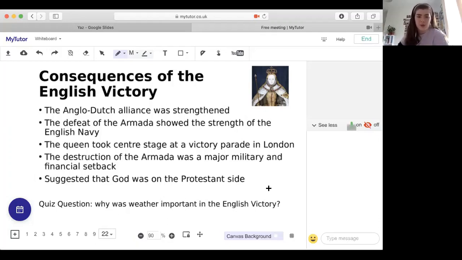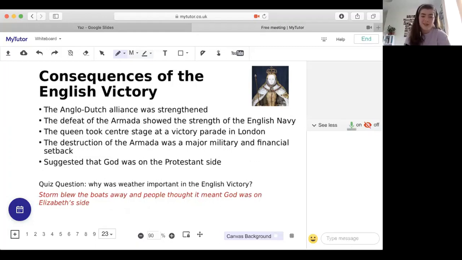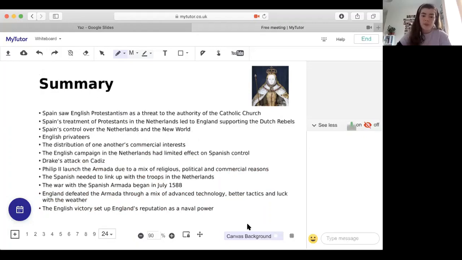I think you actually got more than me there. So I wrote that the storm blew away the boats, and people thought that it meant that God was on Elizabeth's side. So if you got that, well done. If you didn't, jot it down, because that's really important for when you get the 12 marker and 16 mark questions where they're going to ask you to explain and evaluate. That's a really good point to get in. So we're just going to go through a summary of what we've done today.